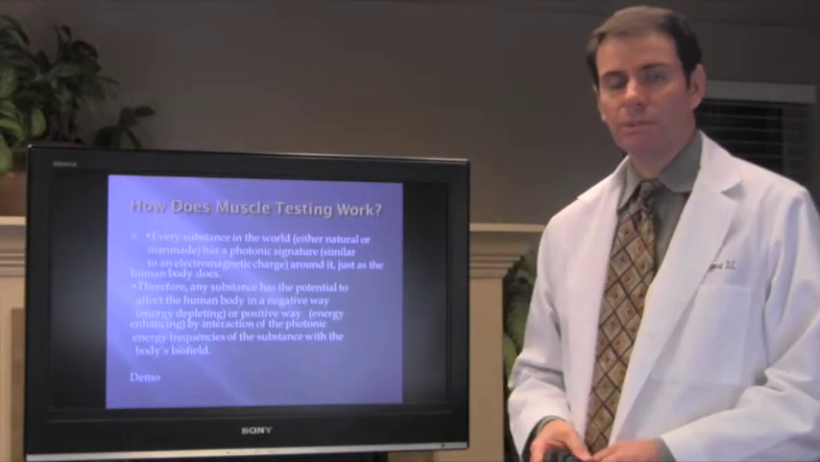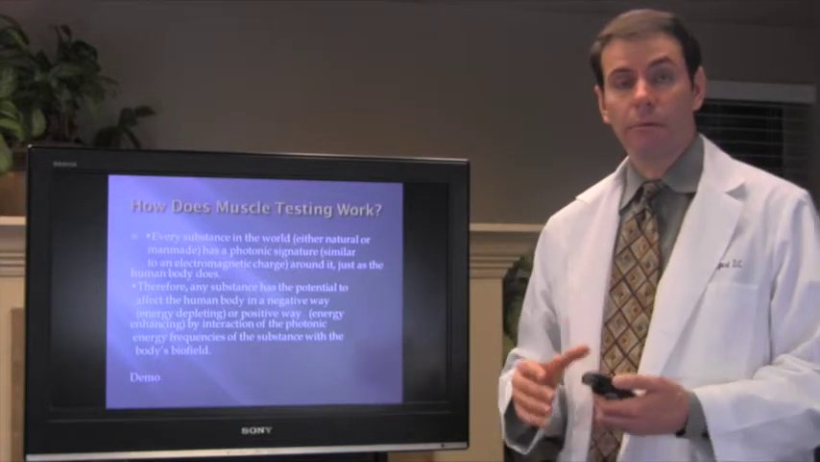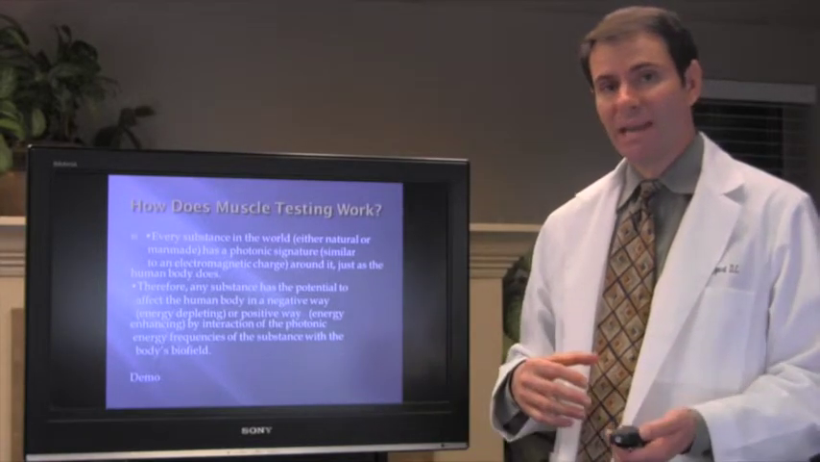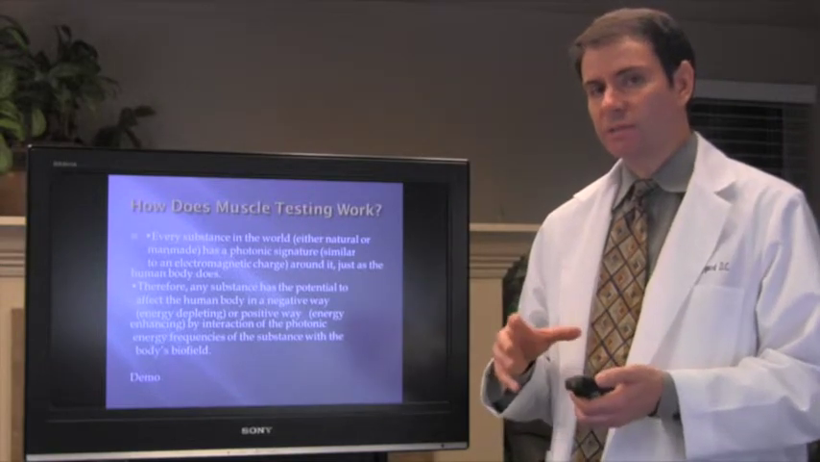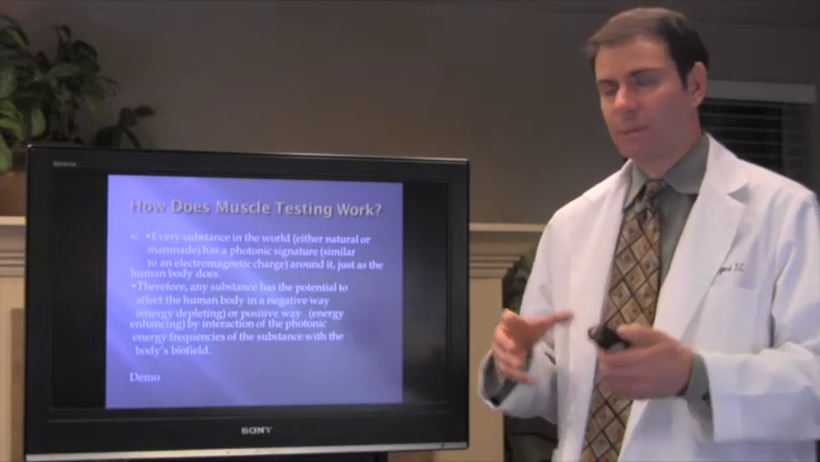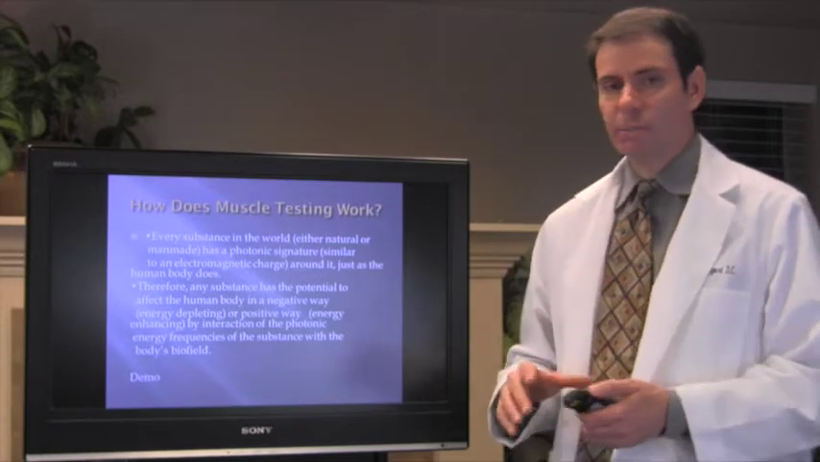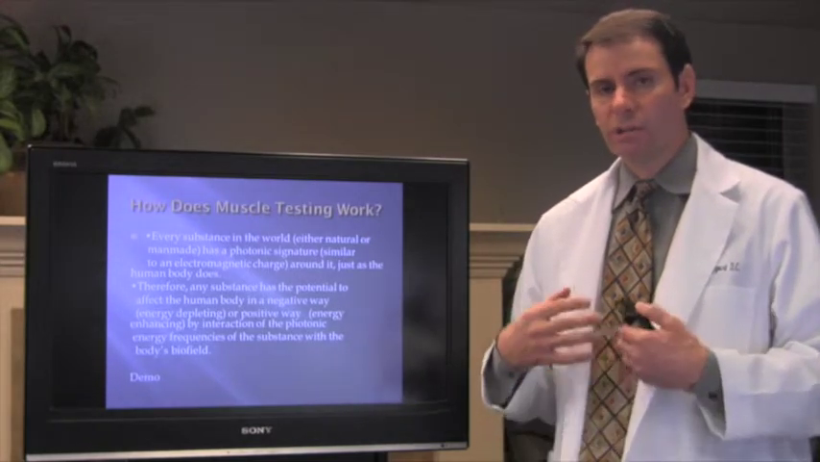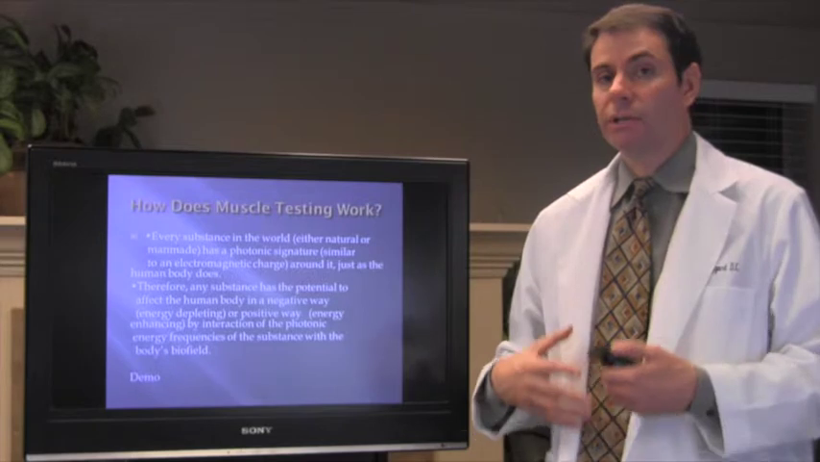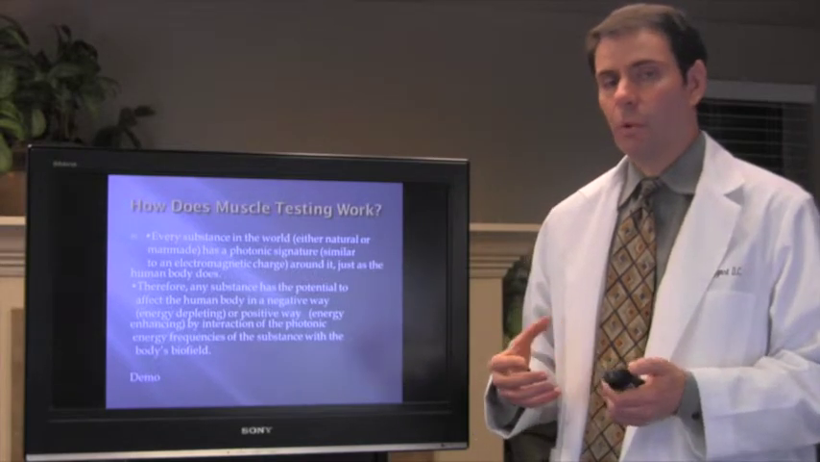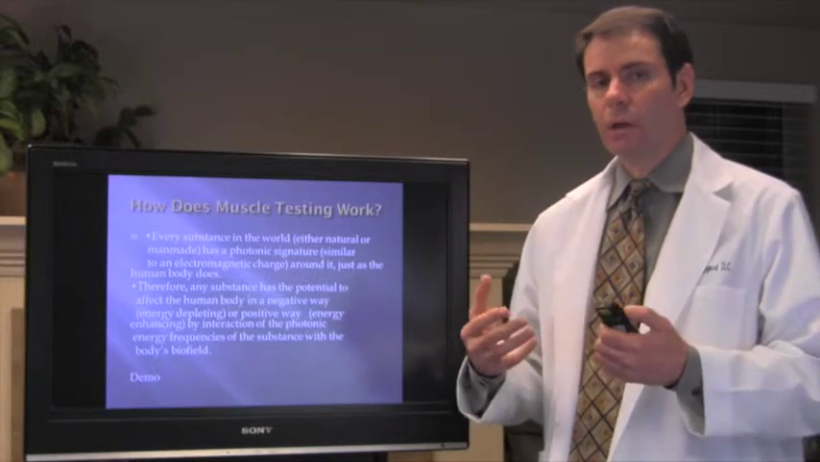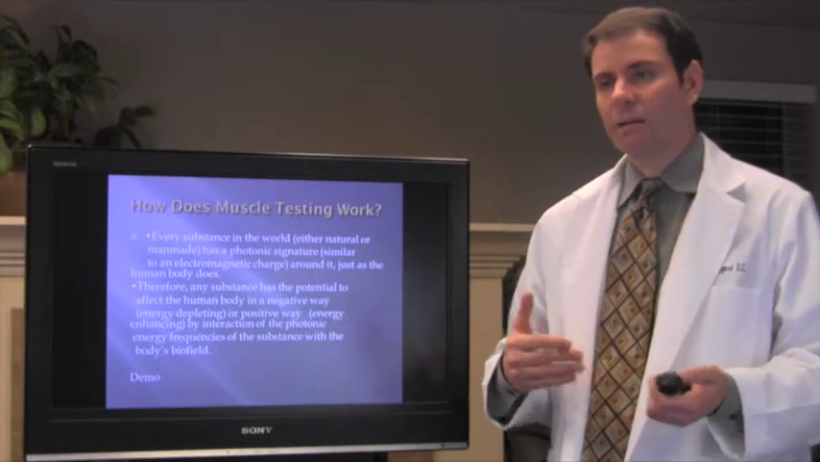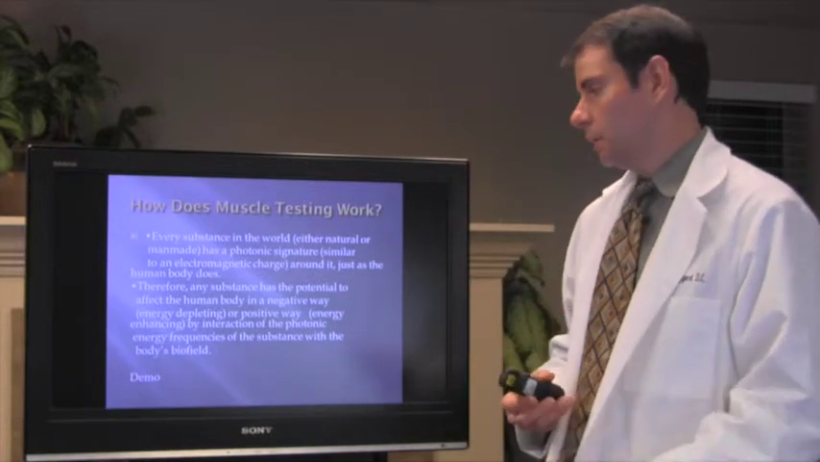So every substance that we encounter, whether it be from nature or man-made, has a biofield signature. It has a resonance frequency. Anything that has substance has a vibration to it. These vibrations may be harmonious with our biofield, which would increase the biofield strength, or may be detrimental, which would weaken the biofield and cause our resistance to break down and would cause us ill health.